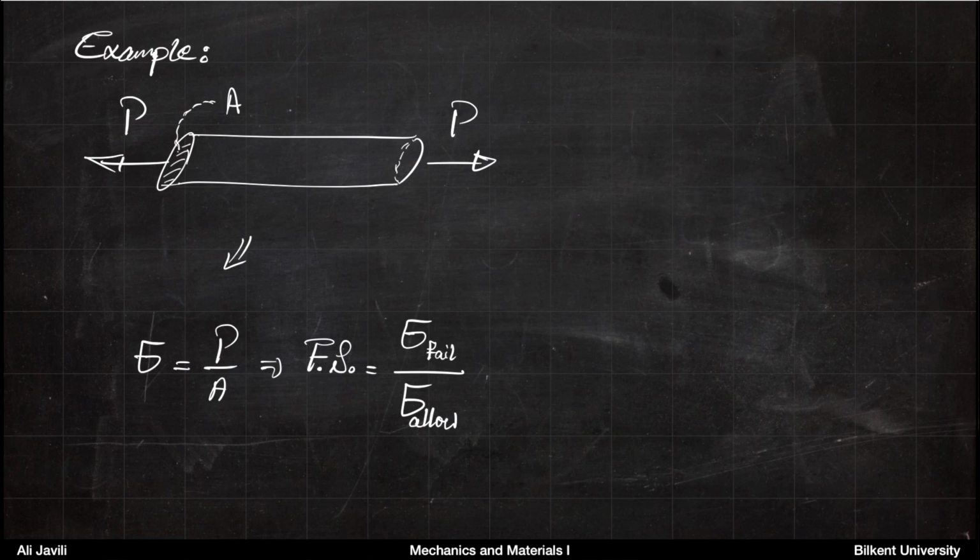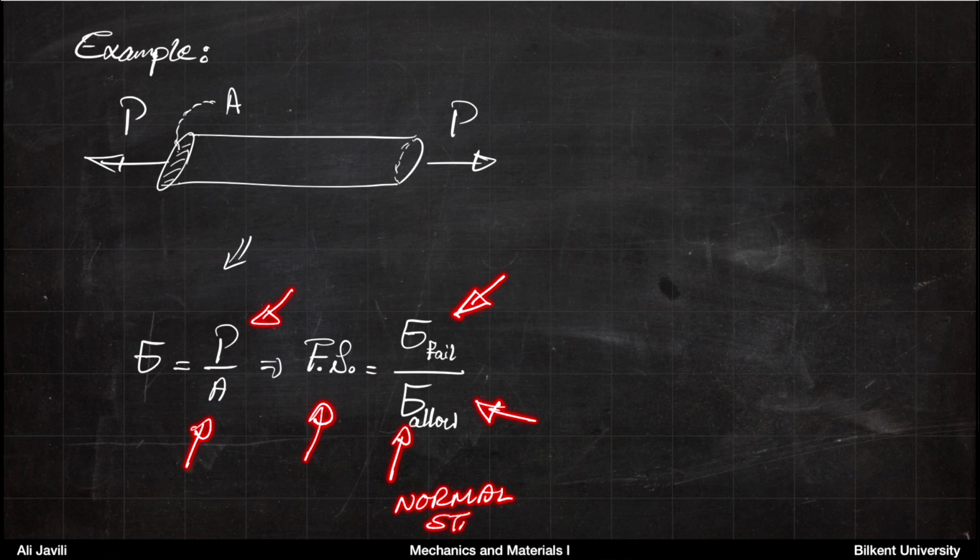So I try to explain this with an example here. For instance, if you think of a simple bar and you apply a force P on it, the stress in the bar would be force divided by area, and the factor of safety for this structure would be sigma failure divided by sigma allowable. And again, remember, sigma is the normal stress. Okay, so this is a typical mechanism where only the normal stress matters.